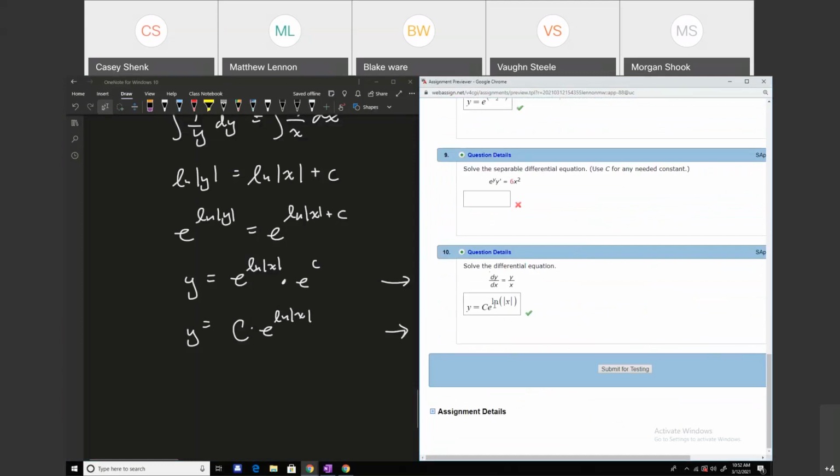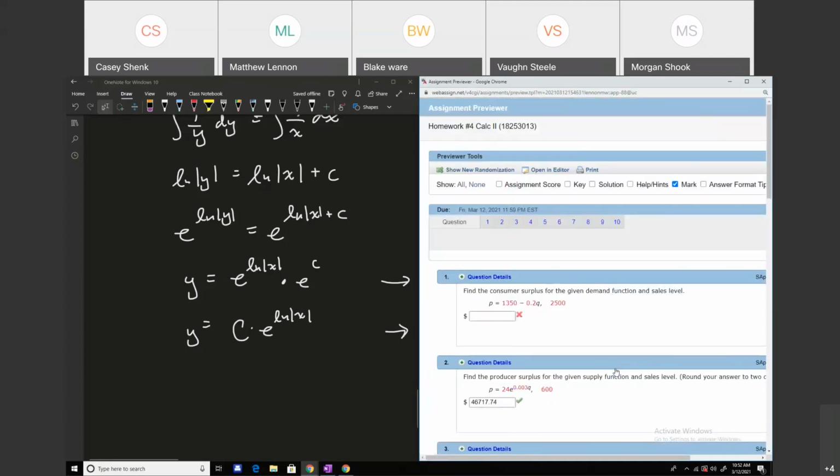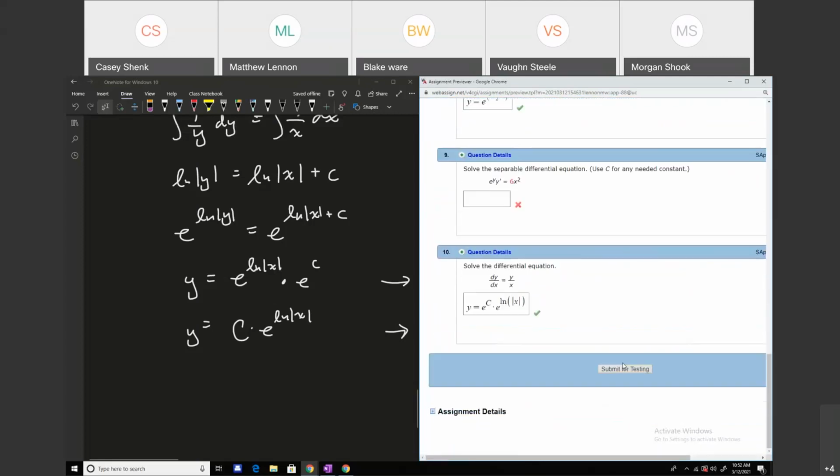Yeah, so it took it like that. I'm curious, what if I did e to the c times that? I wrote it like this. Would it accept this as well? Yeah, so it accepts both forms for number 10. You don't have to do this last trick where you rename e to the c capital C, but in differential equations textbooks, it's the common way to write it.